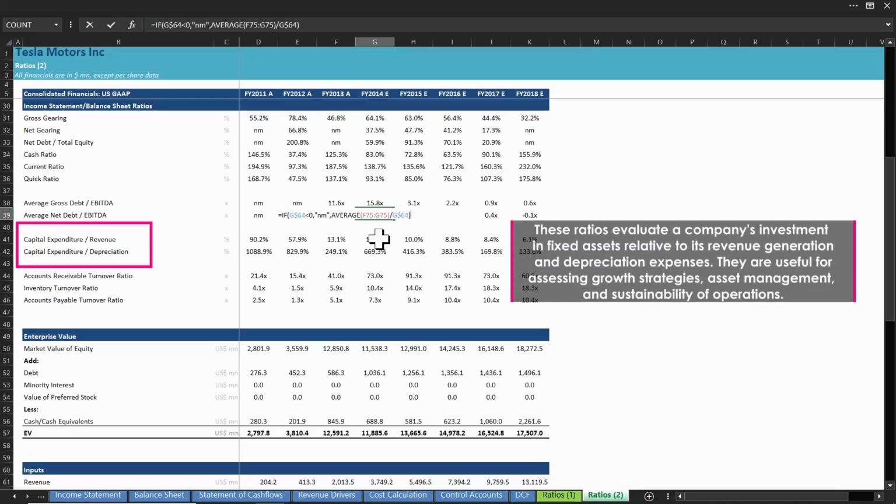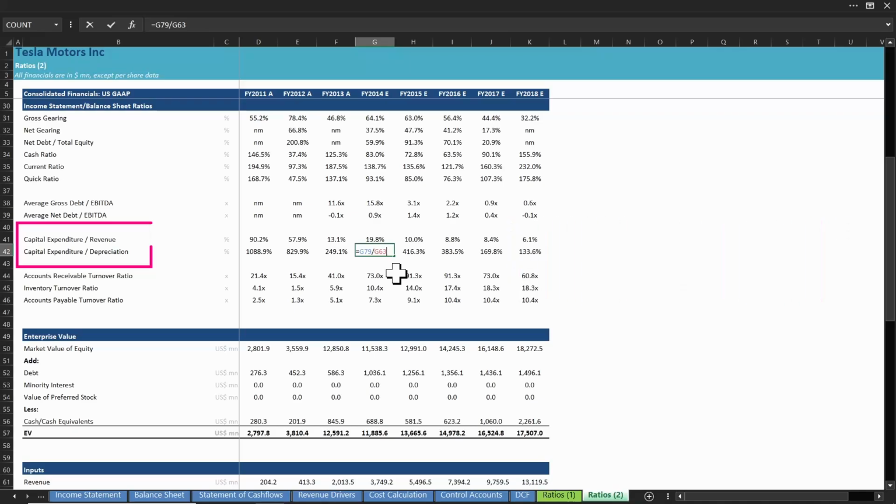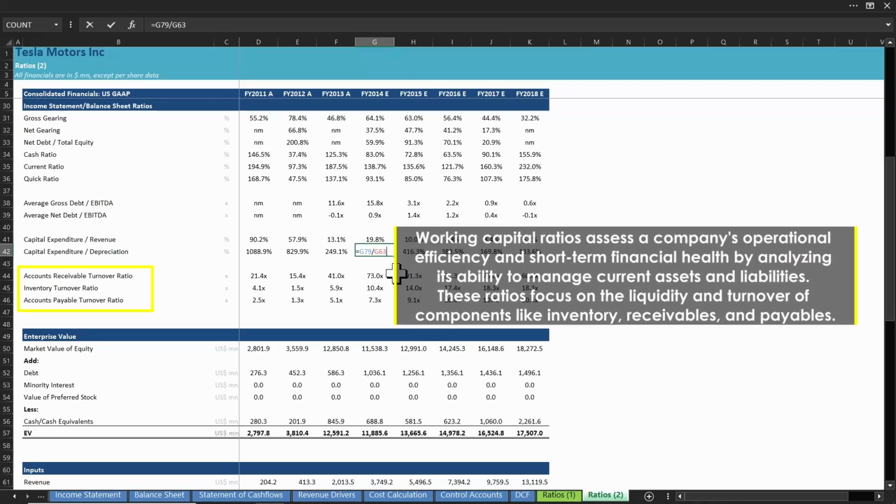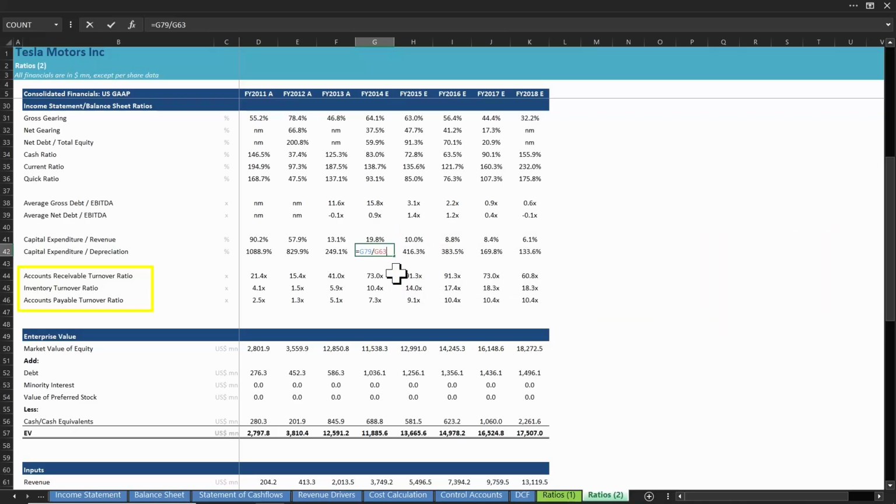These ratios evaluate a company's investment in fixed assets relative to its revenue generation and depreciation expenses. They are useful for assessing growth strategies, asset management, and sustainability of operations. Working capital ratios assess a company's operational efficiency and short-term financial health by analyzing its ability to manage current assets and liabilities. These ratios focus on the liquidity and turnover of components like inventory, receivables, and payables.